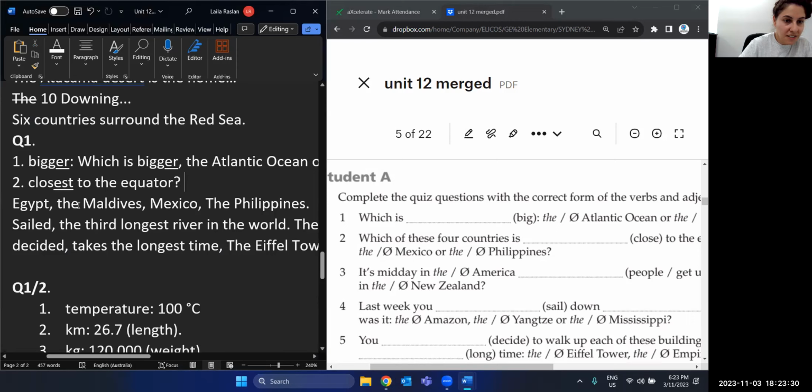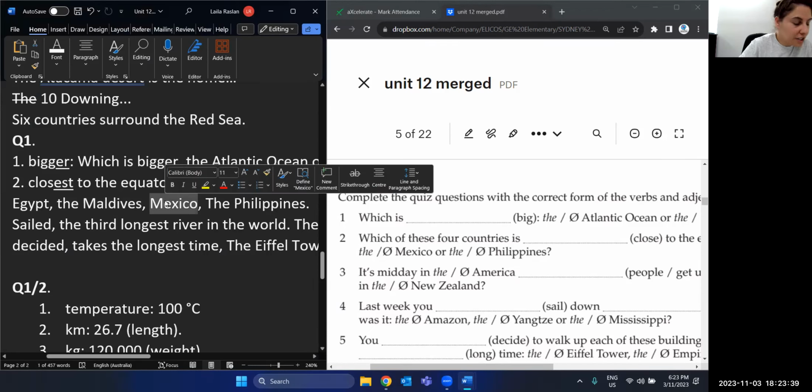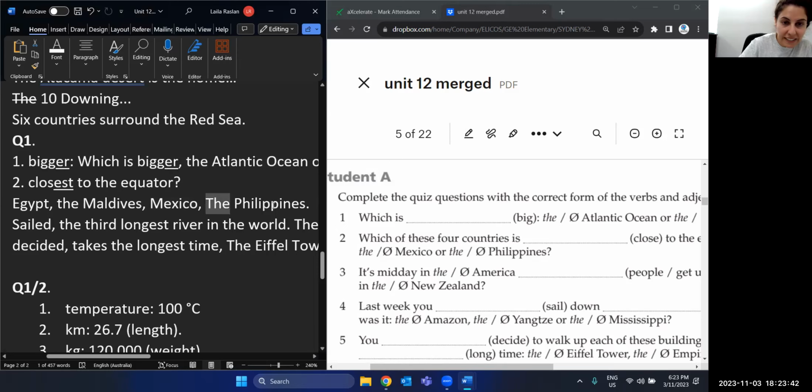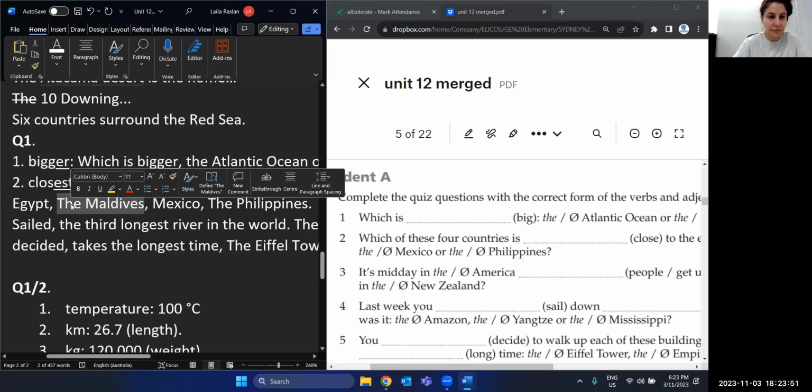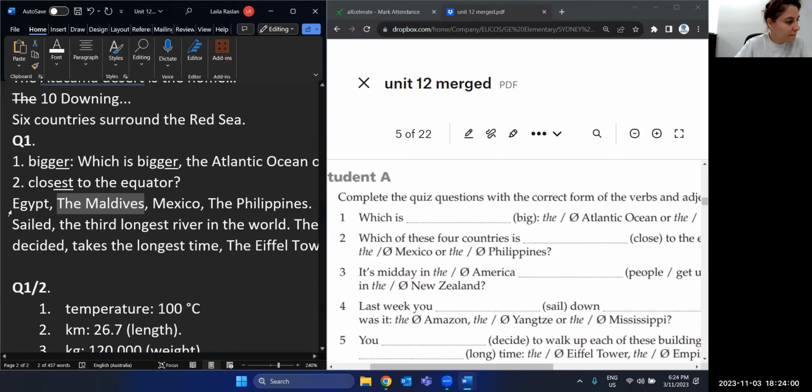The Maldives. We actually say the Maldives because it is a country, but it has an S. The Mexico, no, we just say Mexico. Or the Philippines. So remember, because these countries have S's in them, we need to say the. Number 3. It's midday in America. It's a question.